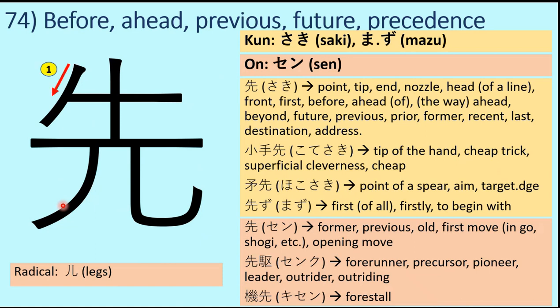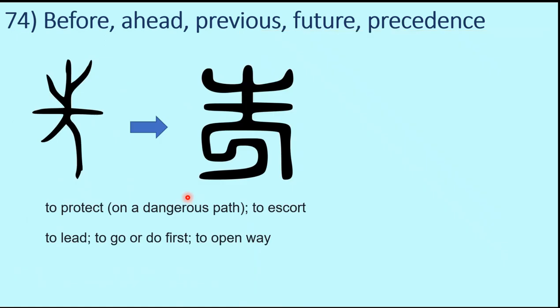And this is the stroke order. The first stroke like this. This is the second stroke, the third stroke. This is the fourth stroke, the fifth stroke, and the sixth stroke. Now let's see how it came. This is the most ancient symbol for this, and later it evolved into this. So this is nothing but an evolved version of this. Together these represent to protect on a dangerous path or to escort someone, to become the bodyguard of someone, to lead, to go or do first, to open the way.